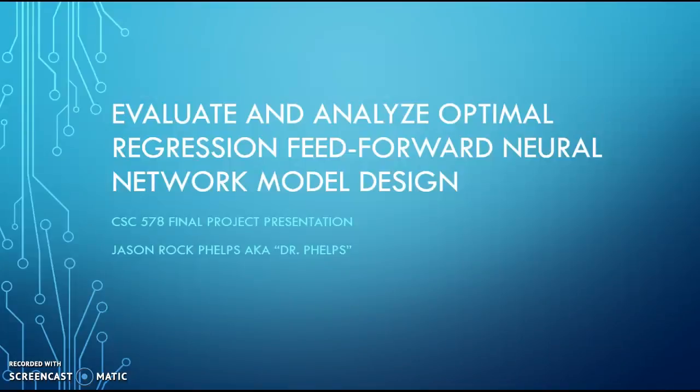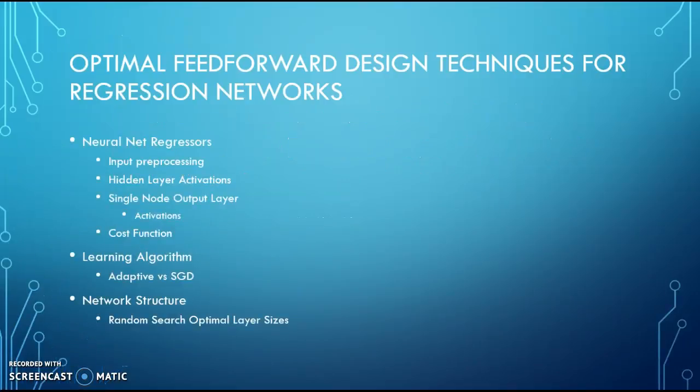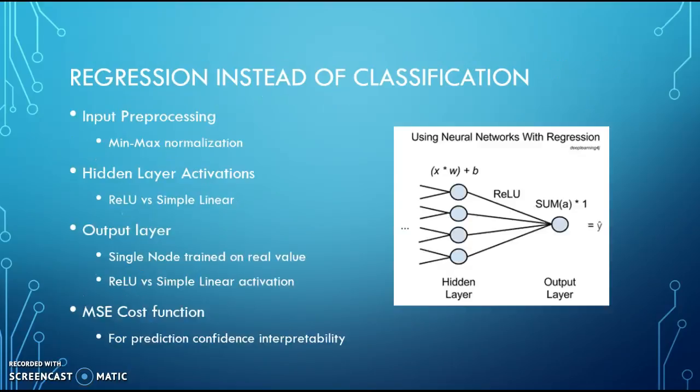Hello all. For my final project, I focused on optimal feed-forward neural network regressor design. I investigated input preprocessing, different hidden layer activations for the single node output layer, and appropriate cost functions. I also researched adaptive learning algorithms as alternatives to stochastic gradient descent. Finally, I'll discuss an alternative to grid search for obtaining an optimal network structure design.